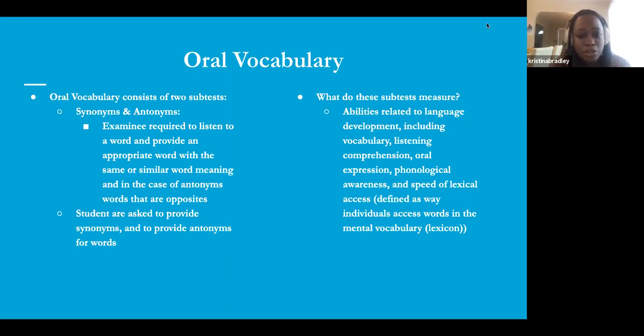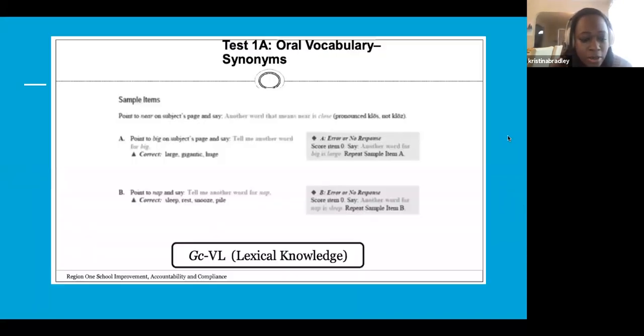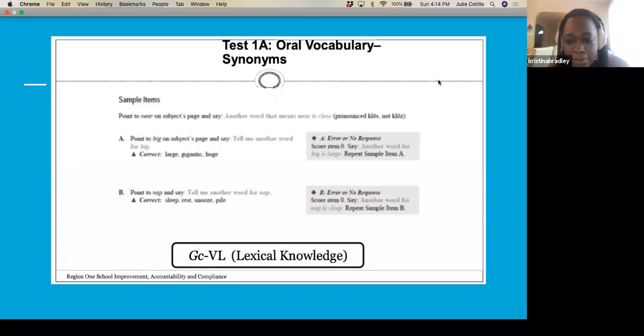This particular subtest is also looking at the speed of lexical access, which we looked up to learn more about, and basically looking at how an individual is able to access words in their own mental vocabulary when doing this subtest. And then we have some examples to follow. You can see some of the sample items in the next slide from that oral vocabulary section.